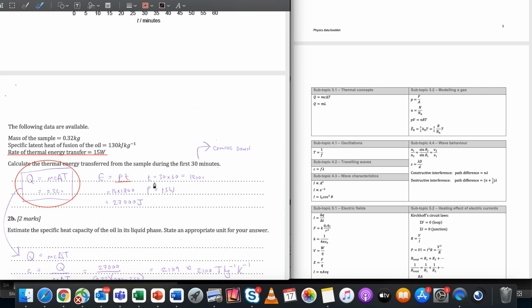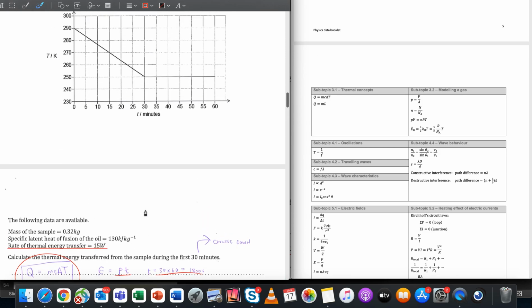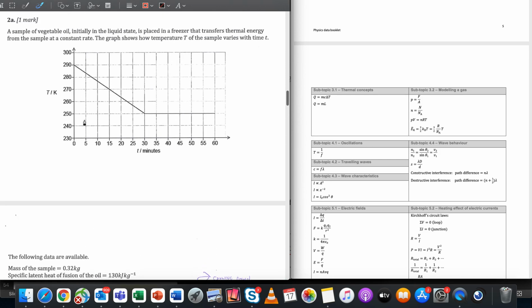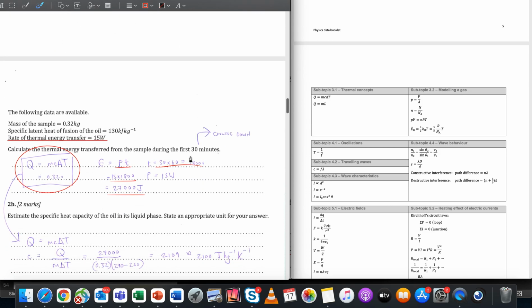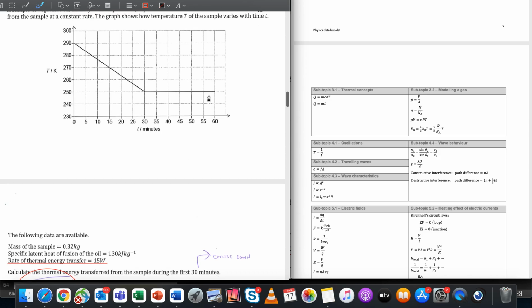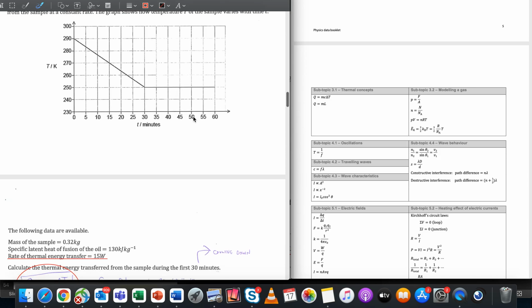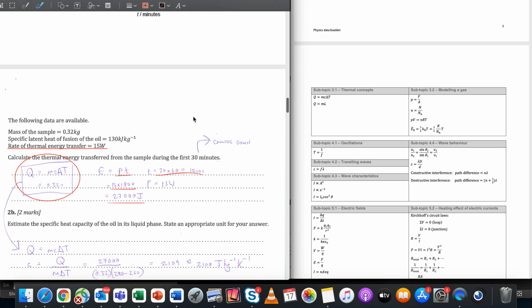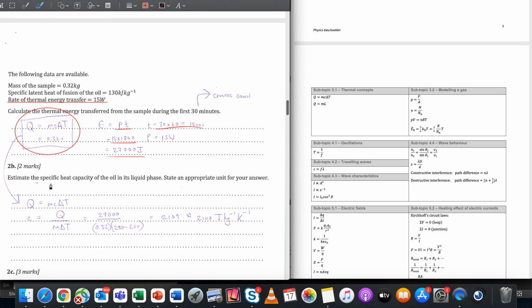The thing that we have to be careful with is turning our time, 30 minutes, into seconds simply by multiplying. We're going to do 15 watts times 1,800, and we end up with 27,000 joules. So during this portion here, we're going to have 27,000. But also here, we're going to have the same amount of energy transferred, also 27,000, and that's what we'll use later on. We're going to estimate the specific heat capacity.